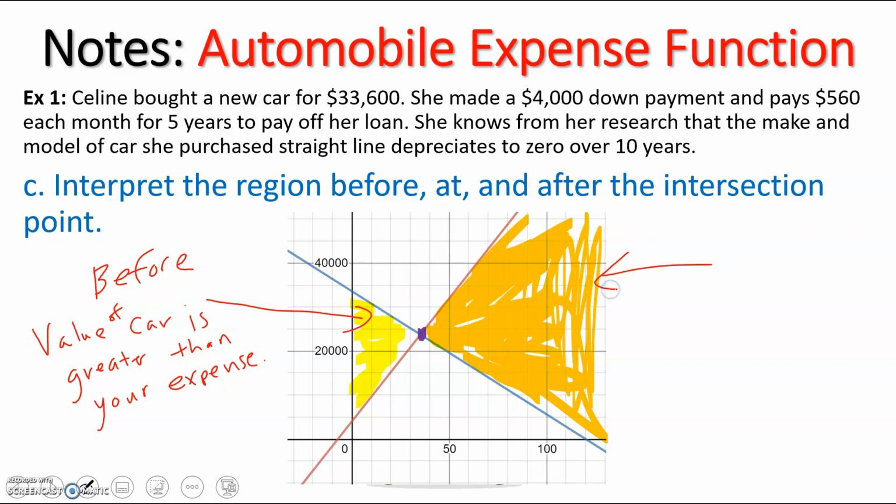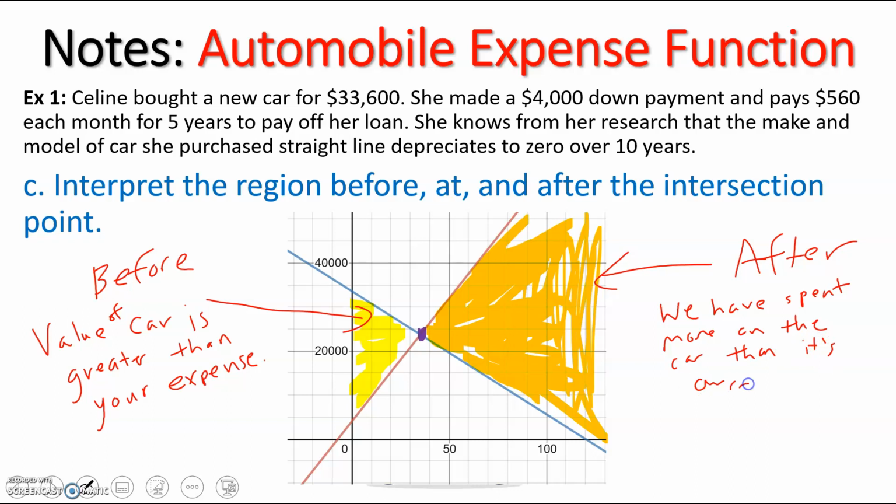Now, the exact opposite is on the after. You'll notice that our expense line is actually higher than our depreciation or our value line. So we will say here, after, we have spent more on the car than its current value. And that's problematic, right?